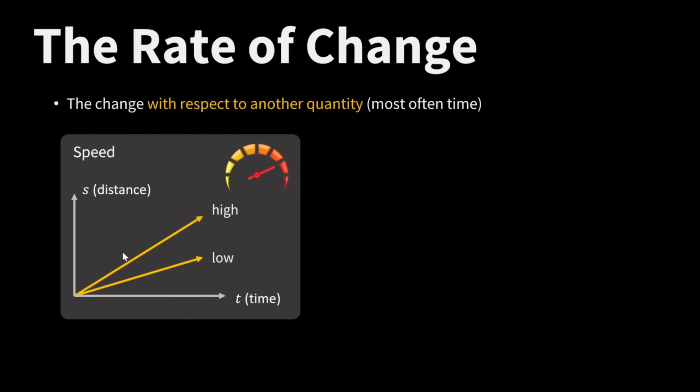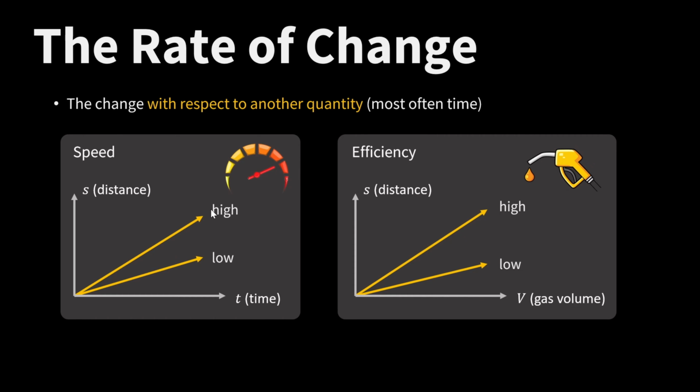A faster car travels a longer distance within the same amount of time than a slower car. As you can see, the rate of change corresponds to the slope of this line. Here is another example that does not involve time. Here we look at the efficiency of an engine. On the y-axis we have the distance traveled and on the x-axis the amount of gas consumed. With a more efficient engine we can travel a longer distance with the same amount of gas than with a less efficient engine. So in general the rate of change is proportional to the slope.